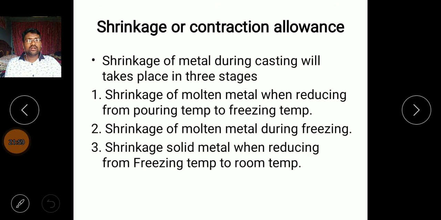That is in 3 stages. First one, reducing from pouring temperature to freezing temperature; second, shrinkage of metal during freezing; next, shrinkage of solid metal when reducing from freezing temperature to room temperature. In these 3 cases, the shrinkage will occur. For compensation of this shrinkage, we have to provide some allowances. In the first 2 cases, we provide the compensation by using the riser. In the third case, we provide the shrinkage compensation by using the pattern allowances.